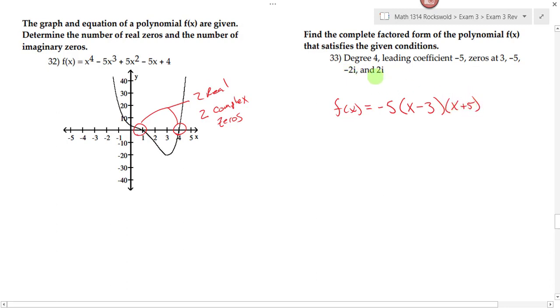I have a 0 at -5, so that would be x plus 5, and I have zeros at -2i and +2i. Remember, your complex zeros come in conjugate pairs. So this would be x plus 2i and x minus 2i. So this would be the completely factored form for a fourth degree because I have 4 zeros or 4 factors with a leading coefficient of -5.